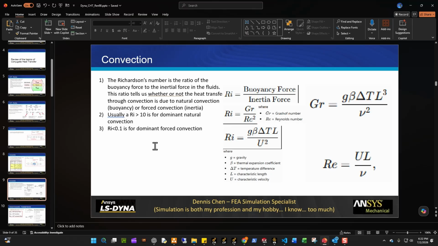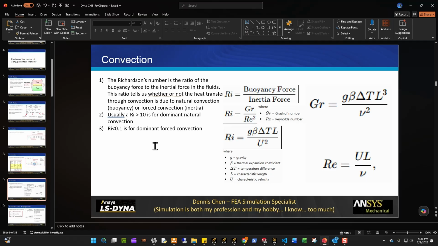Of course, if the buoyancy force dominates, then you essentially have natural convection, because natural convection is due to buoyancy. If it's a very low number, then your inertial force dominates, and that's due to the velocity of your fluids, which is essentially forced convection. It seems intuitive, right? That's why the Richardson number is defined essentially based on this.